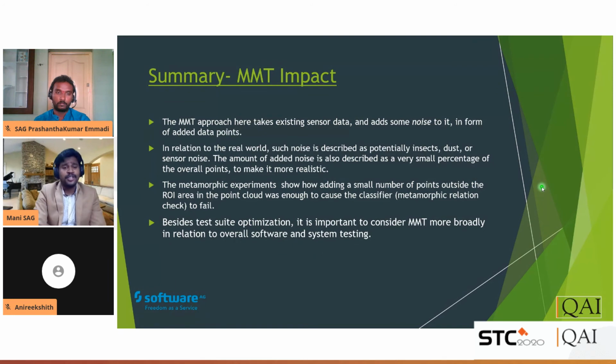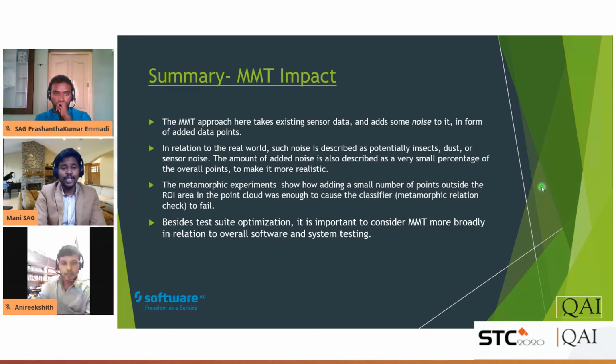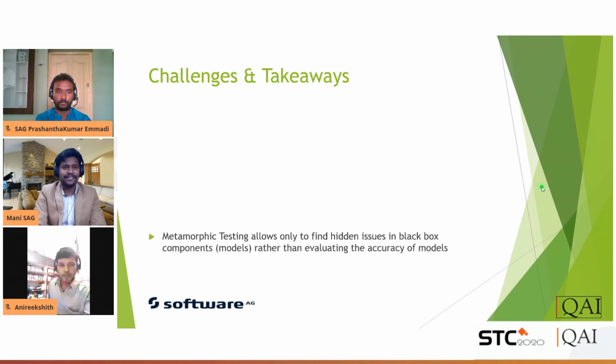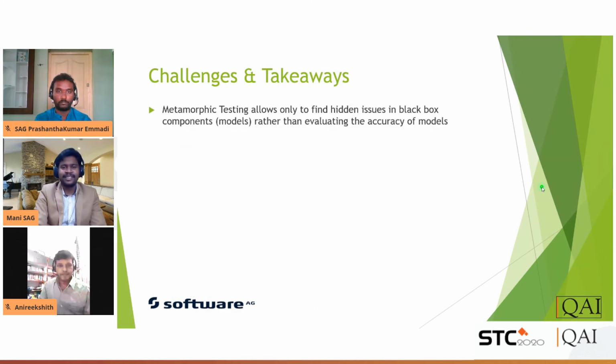So it also achieves test optimization, which I mentioned, through these relations, where you are creating the follow-up test cases. But it's important that we also consider the overall software testing in order to gain overall confidence. What are the challenges and takeaways? Metamorphic testing does not evaluate the accuracy of your models, but still makes sure of the hidden issues for your domain. It makes sure you get transformed data, which should be realistic, which is a challenging aspect.